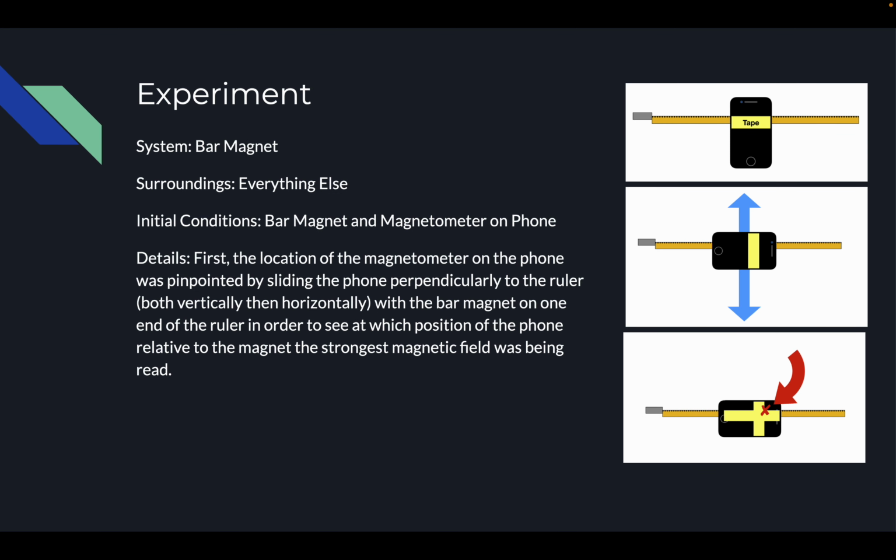Moving on with the experiment. The system of the experiment was the bar magnet itself, and the surroundings were everything else. A magnetometer on the phone was used to measure the magnetic field. First, the location of the magnetometer on the phone was pinpointed by sliding the phone perpendicularly to the ruler, both vertically and then horizontally, with the bar magnet on one end of the ruler, in order to see at which position of the phone relative to the magnet the strongest magnetic field was being read.